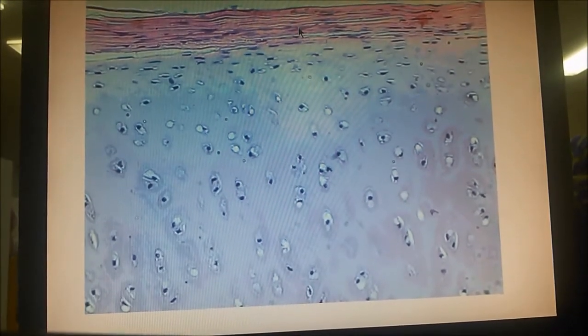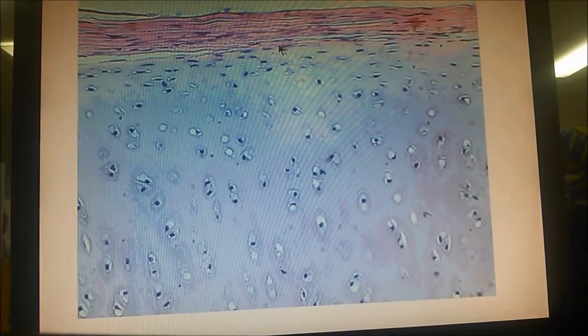What is the function of this perichondrium? You have to know that cartilage is avascular and not innervated. So how does it get its nutrition? This perichondrium, this connective tissue, contains blood vessels. The nutrients come from these blood vessels and diffuse into the cartilage. So it is responsible for the nutrition of the cartilage.